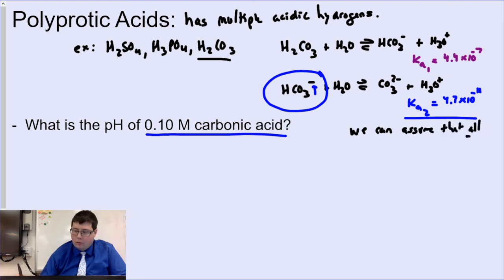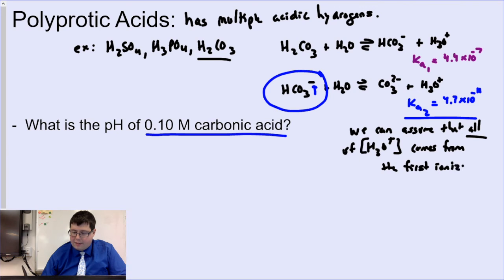that all of the H3O plus concentration comes from the first ionization. Let's go ahead and see what that might look like here.